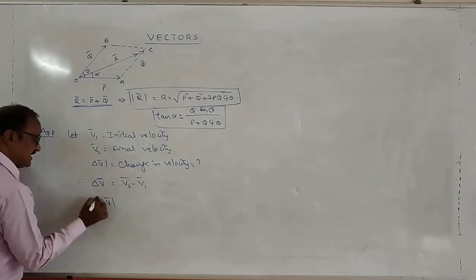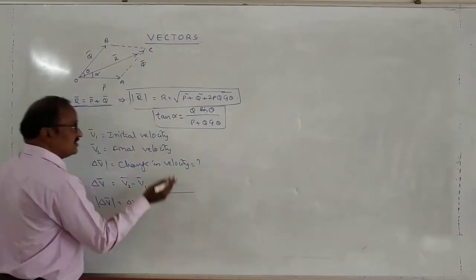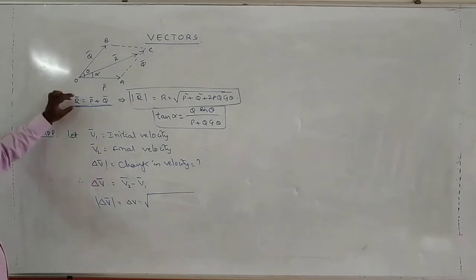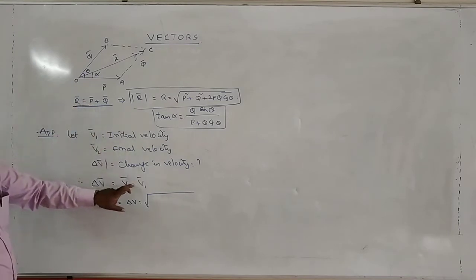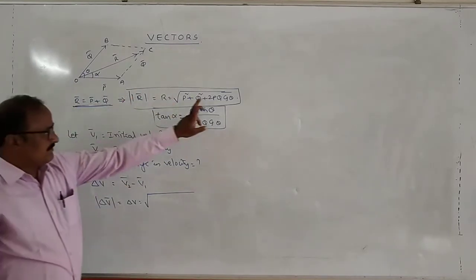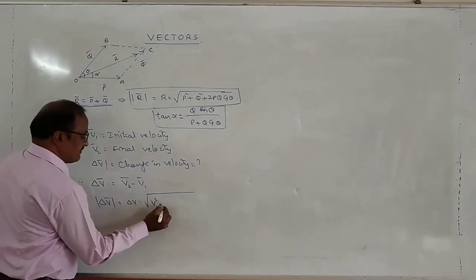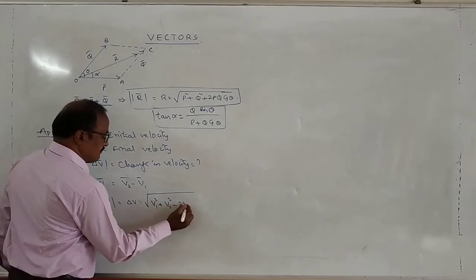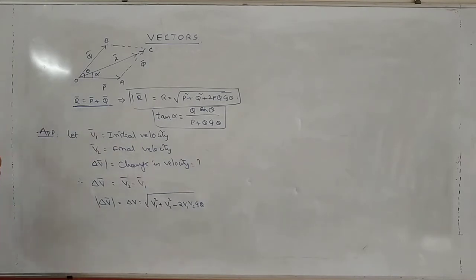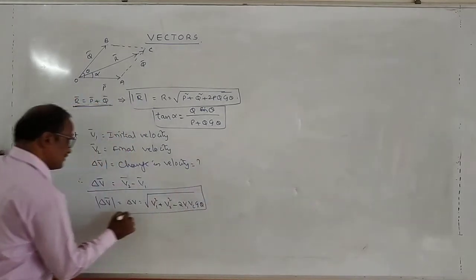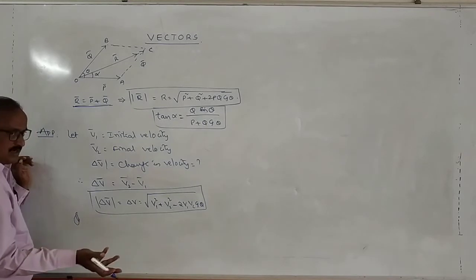Magnitude of change in velocity, modulus of delta v bar, is equal to delta v, which is equal to what? The same formula. Delta v bar means R bar, v2 bar means p bar, v1 bar means q bar. R bar is equal to p bar minus q bar, but here there is a negative sign. That means delta v is equal to root of v1 square plus v2 square minus 2 v1 v2 cos theta. This is the formula for the magnitude of change in velocity, and here theta is the angle between v1 bar and v2 bar.